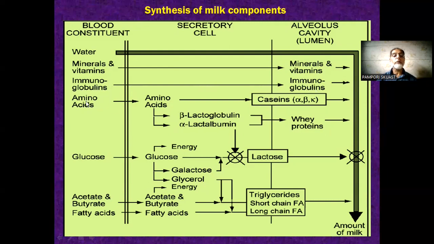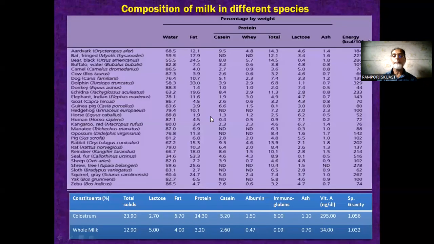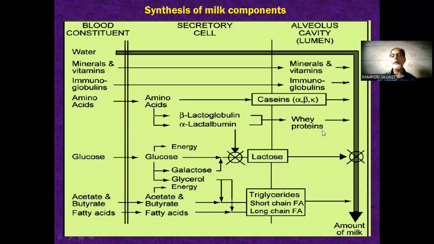Then amino acids, the protein source, will come inside and will be processed. They will be manufactured as beta-lactalbumin or alpha-lactalbumin, what we name as whey proteins, and then caseins, alpha, beta, and kappa caseins, and will be secreted. They will be processed and produced in the epithelial cells, and then come into the alveolar cavity, into the lumen.